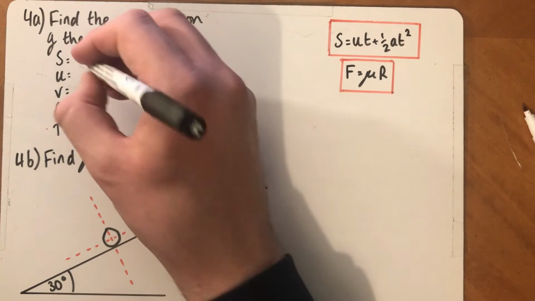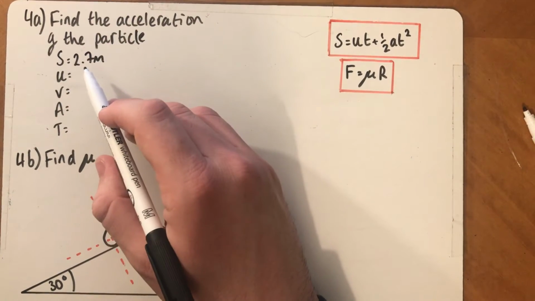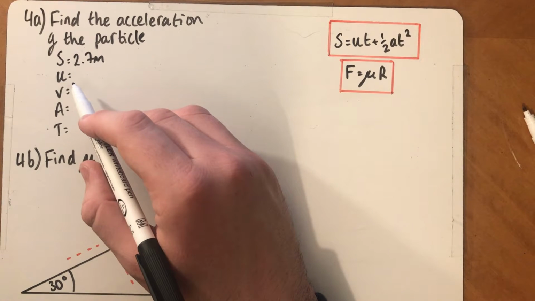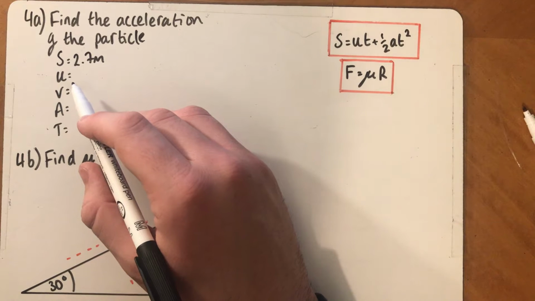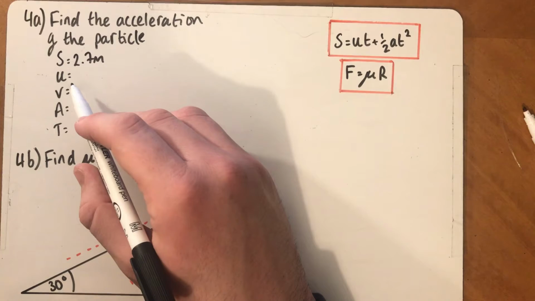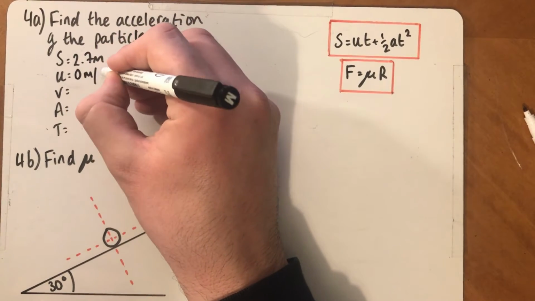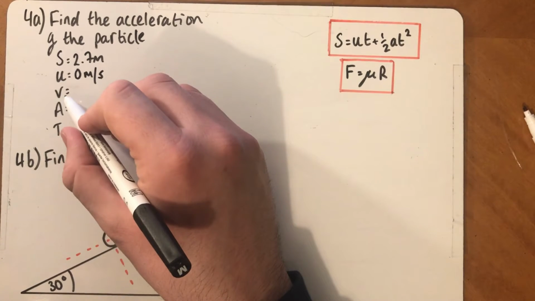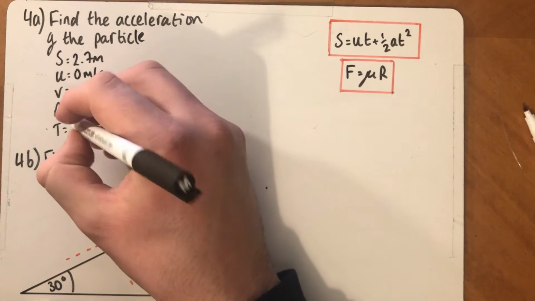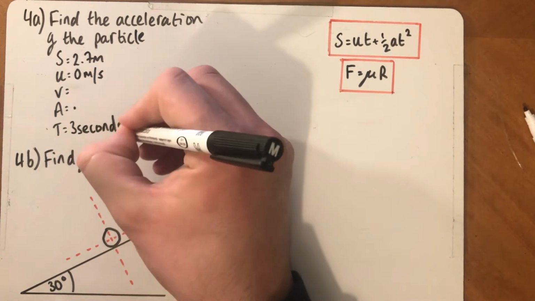Okay, so we were told explicitly in the question the particle moves 2.7 meters, so we know its displacement. The particle was released from rest. Rest here is a keyword, so we know that it was released at a velocity of 0 meters per second. We have not been told the final velocity. We want to calculate the acceleration, and we've been told the time was 3 seconds.